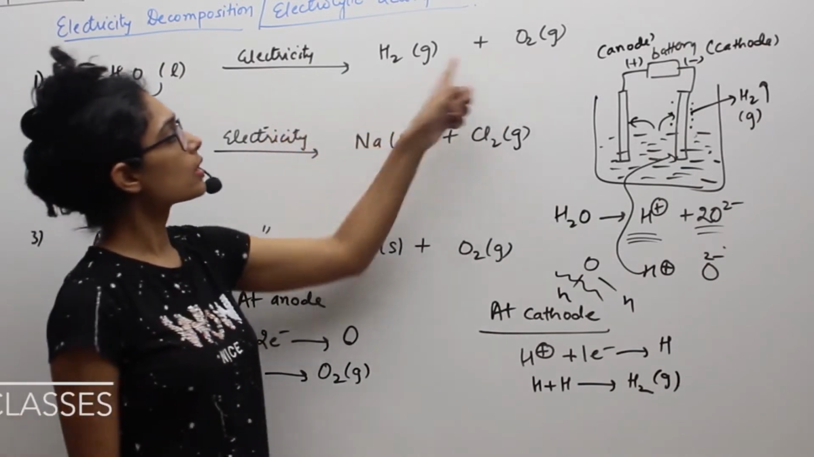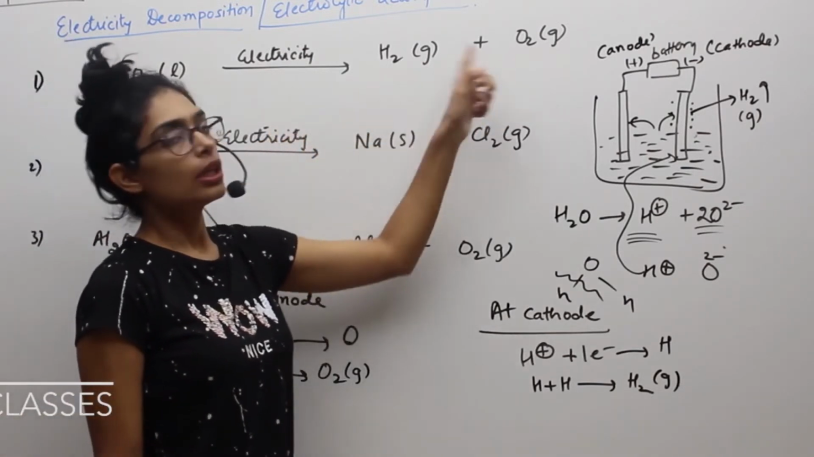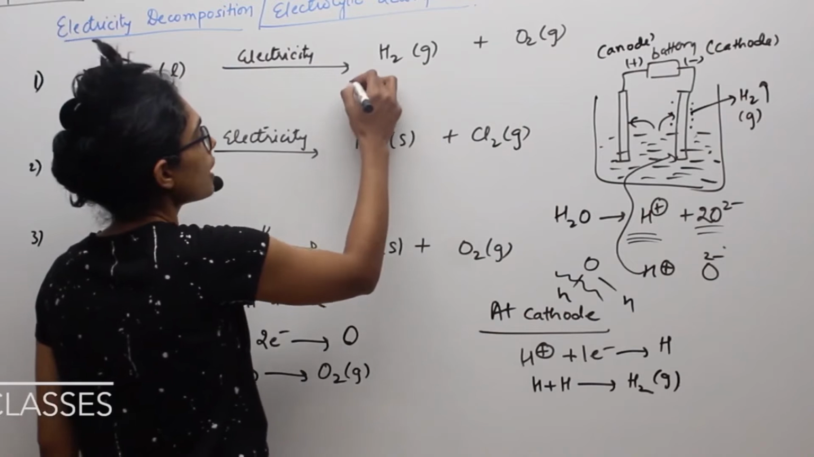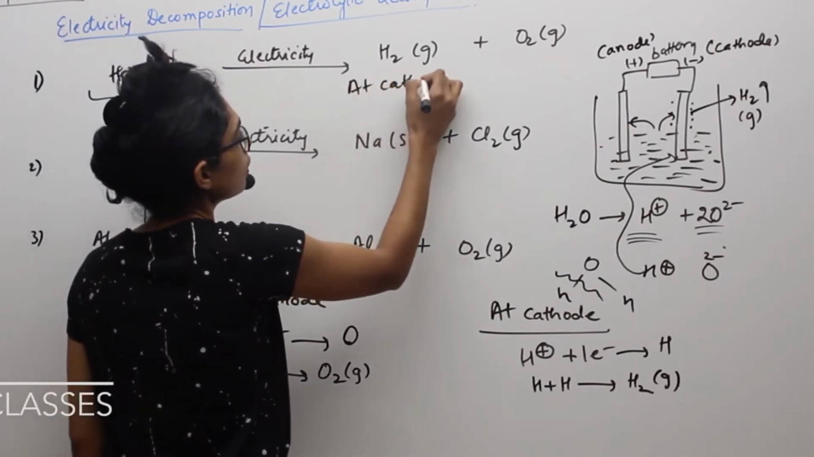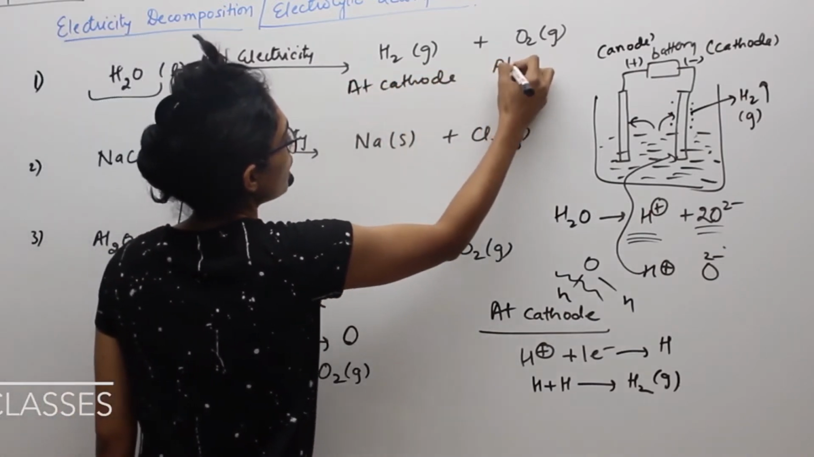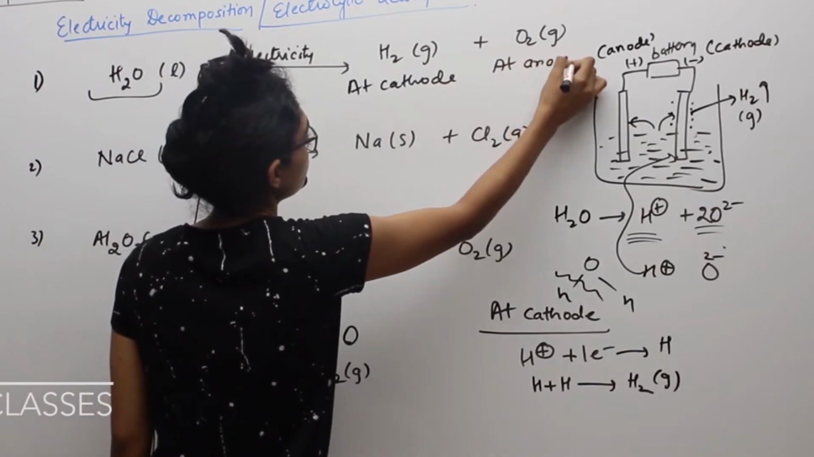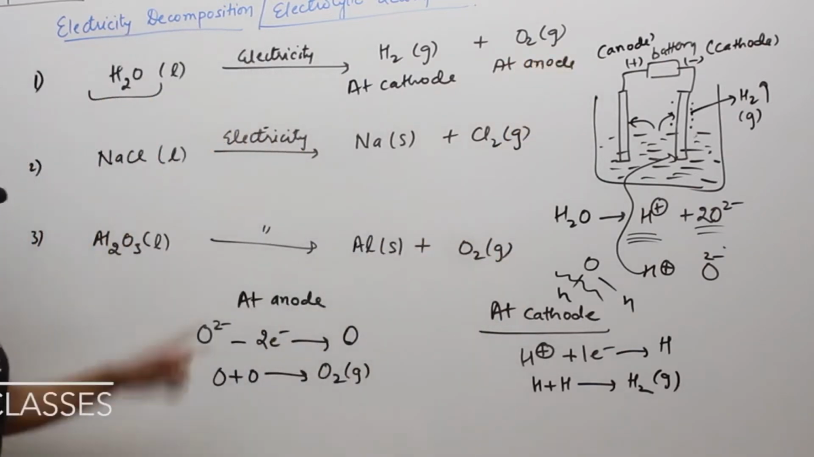And it will get released on the respective electrode. So hydrogen will get released at cathode, whereas oxygen will get released at anode. And this is due to the electric supply that we have given. Very similar thing will happen with the NaCl also.